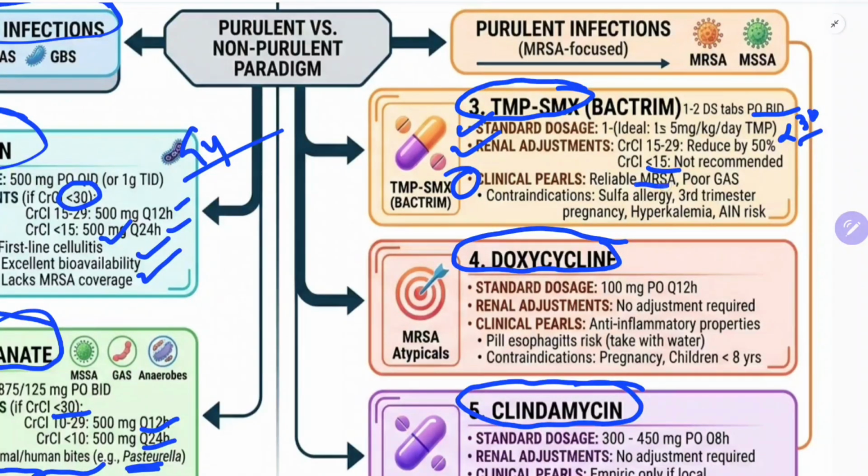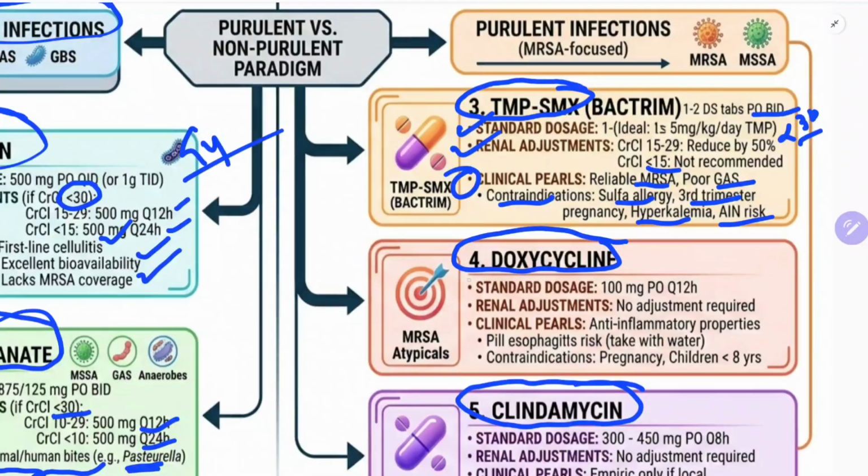Pearl is it covers MRSA. That is a very important point. In purulent infection, because it covers MRSA, it is recommended. Okay. Pus means MRSA should be covered. So these are the 3 drugs which cover MRSA. But streptococcal activity is very poor. Contraindications for this: sulfa allergy, third trimester, hyperkalemia risk, and acute interstitial nephritis. So AKI can occur if you use Bactrim DS. That means you should use it carefully in patients with CKD.